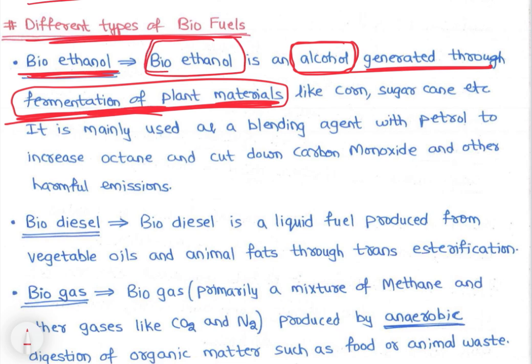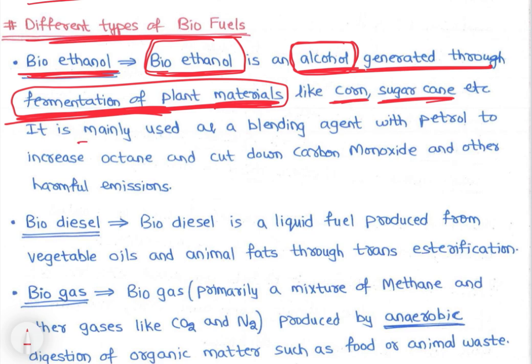Formed by fermentation. See, most of the alcohol is fermentation of rice, fermentation of potatoes, right? So usse alcohol is made. So bioethanol is an alcohol generated through fermentation of plant materials like corn, sugarcane, etc. Right? So that is bioethanol.